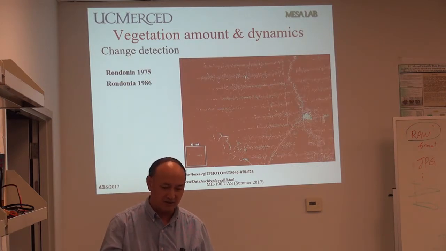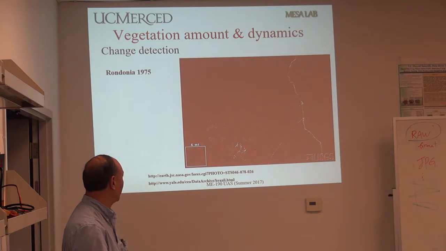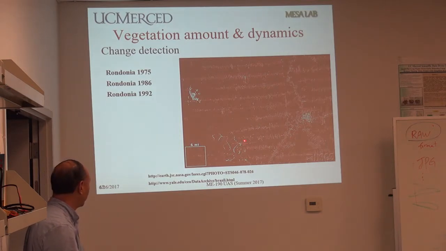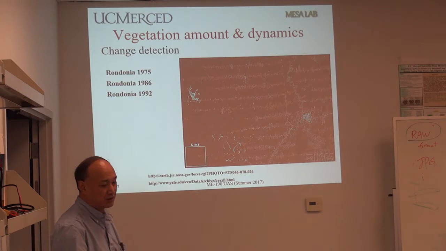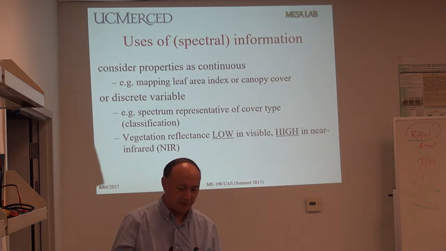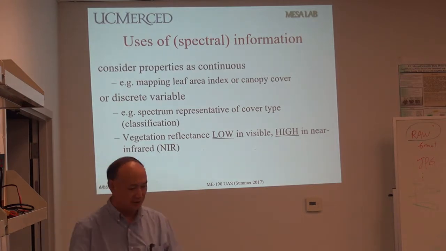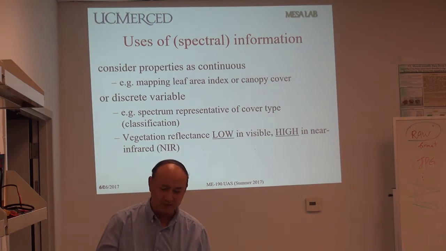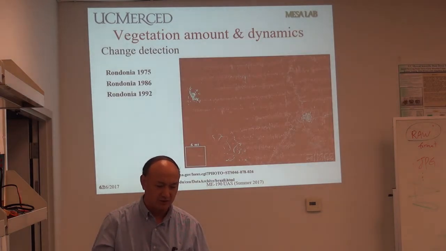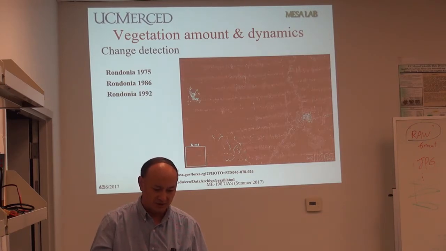So 11 years later, you see this area is changing. Previously it's not much, so it's changing. And after another 6 years, you'll see different structures in here. The soil changes, vegetation changes. So use this information, mapping the leaf area index called LAI, or canopy cover. Discrete variables like spectral representation of the cover type, do the classification. So we'll be able to manage the urban evolution to do the planning in a better way. Okay.